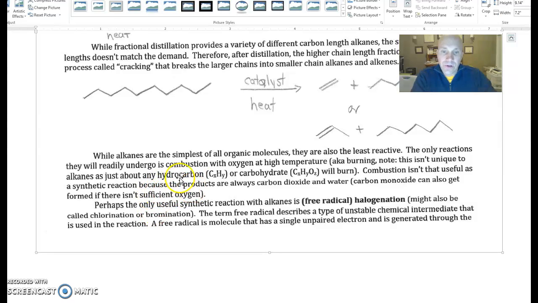So in the earlier video, we talked about the fact that alkanes are very highly used as fuels. But besides fuels, they have relatively limited use, and that's because they're very unreactive. Whenever you want to turn an alkane into another type of compound, you really don't have a whole lot of options. Perhaps the only useful synthetic reaction is what's called a free radical halogenation.